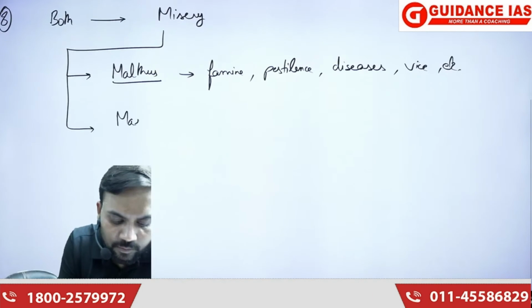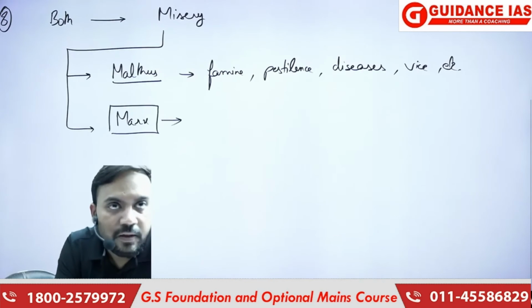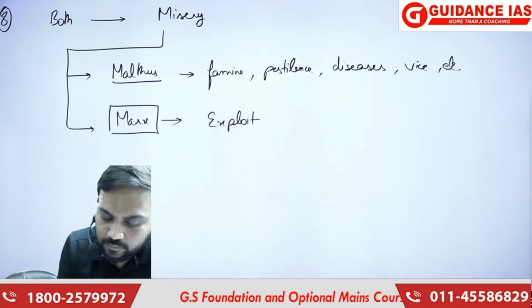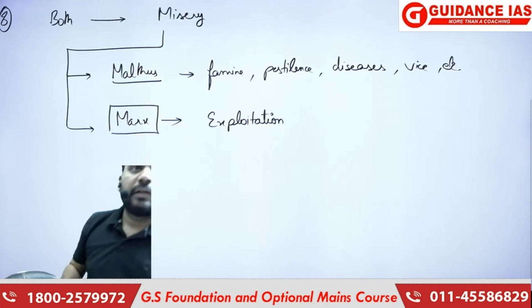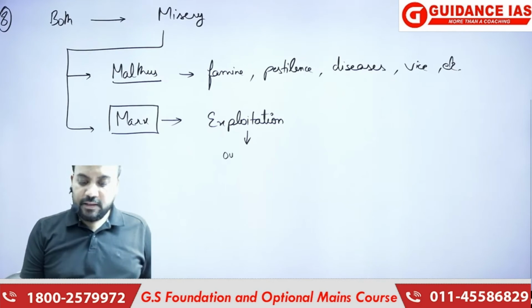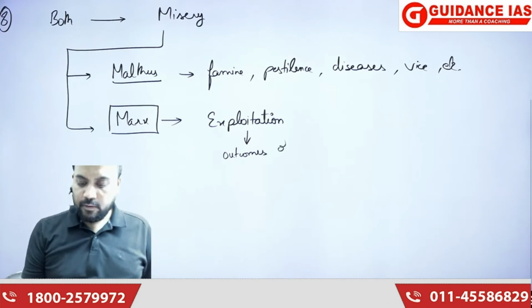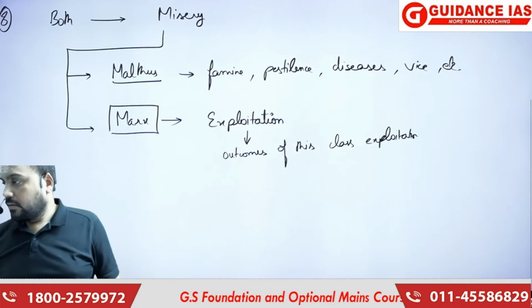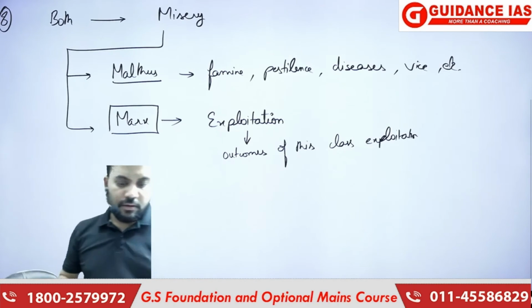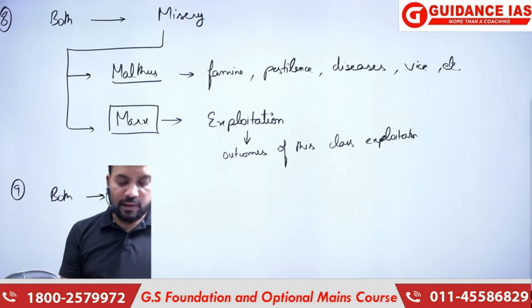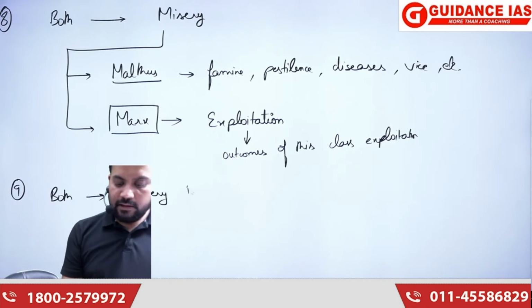But if you talk about Marx, for him, misery was mainly exploitation and the outcomes of this class exploitation. Now, when it comes to misery, another thing we can write, both of them agreed that what will happen? Misery increases with time.